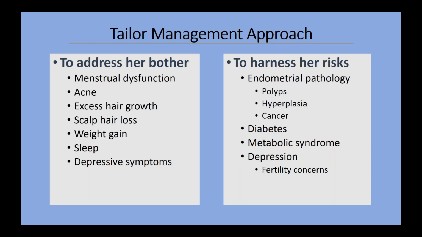And our tailored management should focus on harnessing that patient's risks. She may be presenting to me with acne or hair growth problems, but with her menstrual dysfunction in the setting of obesity, a young person is at risk for endometrial pathology, including endometrial hyperplasia and even endometrial cancer. She may be presenting with cosmetic concerns, but she may be absolutely at risk, lifetime risk for diabetes, short-term risk for diabetes, for metabolic syndrome, which in and of itself exacerbates time to event in terms of risk for cardiovascular disease.